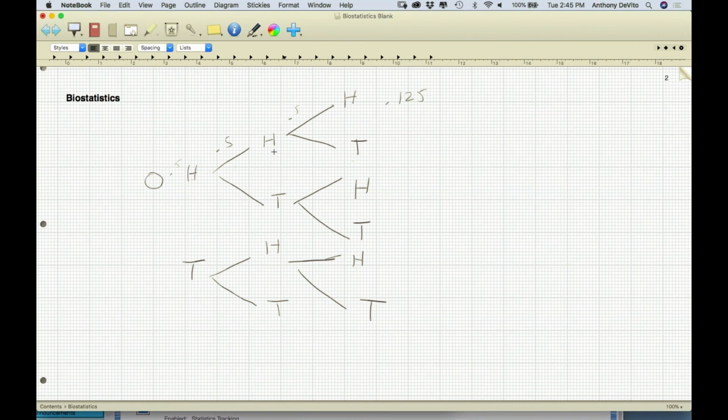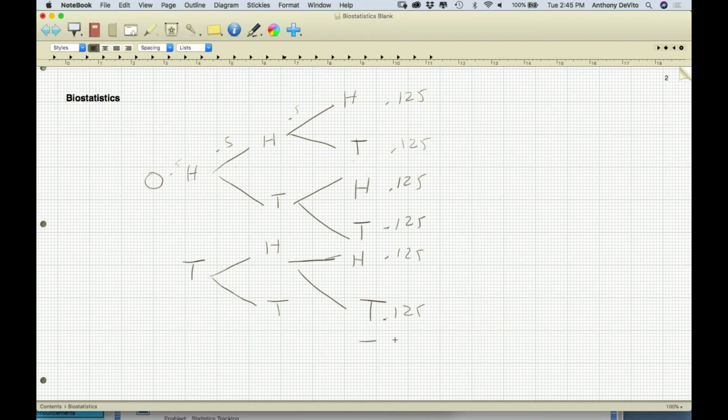Well, 0.5 times 0.5 times 0.5 is 0.125. And 0.5 times 0.5, this is 0.125. And this is 0.125. And this is 0.125. And this is 0.125. And this is all of the possibilities that we have for 3 coin flips, right? Heads, heads, heads, heads, tails, and so on and so forth. All the different possibilities that you can have.